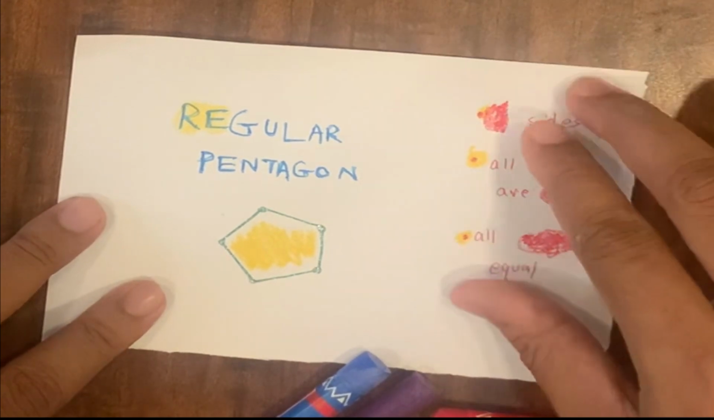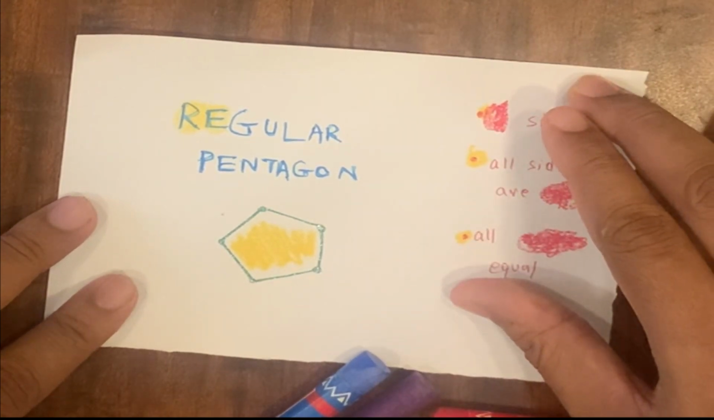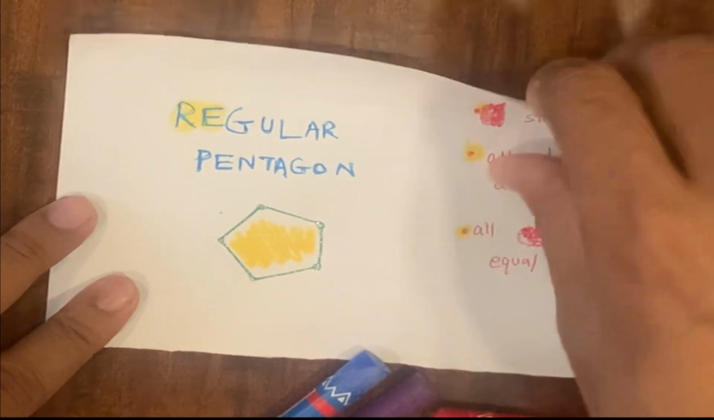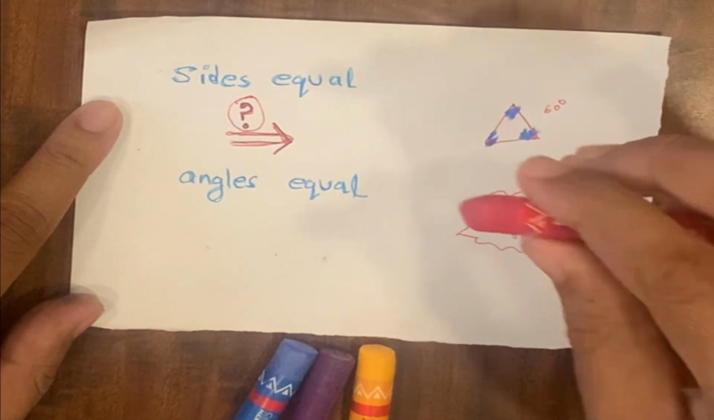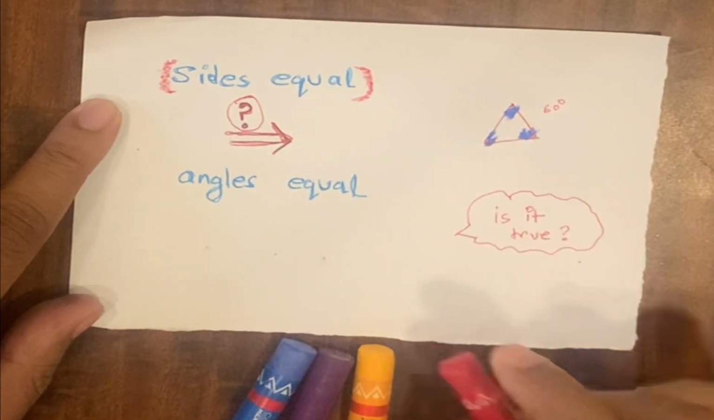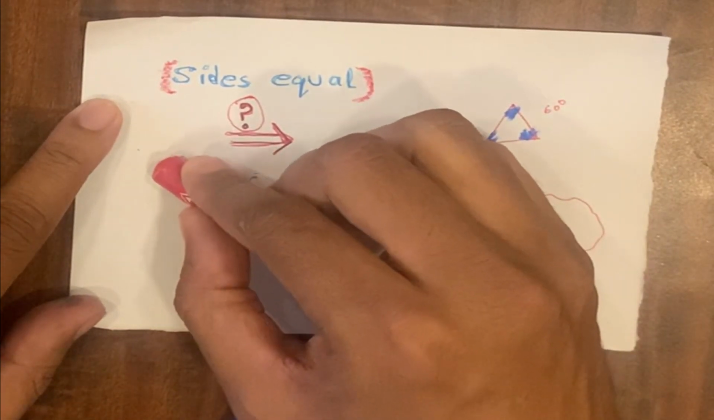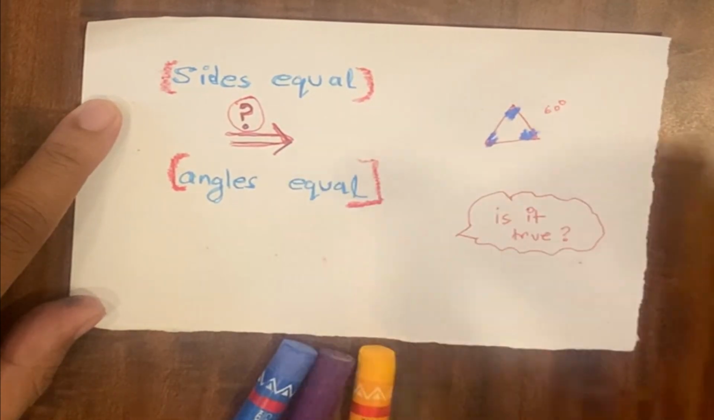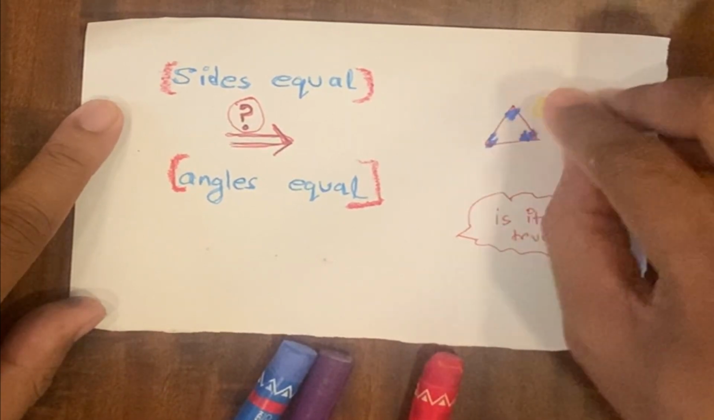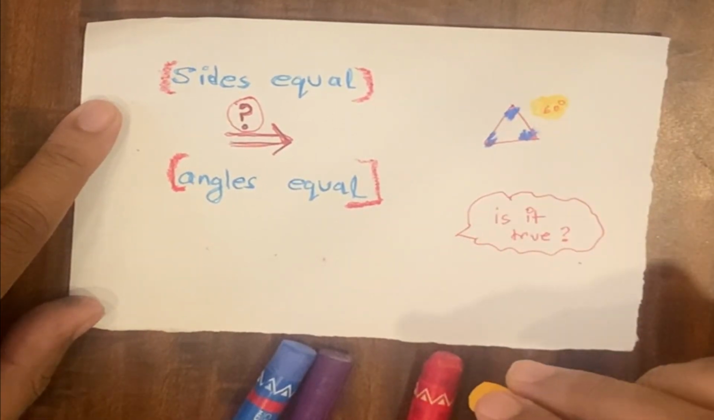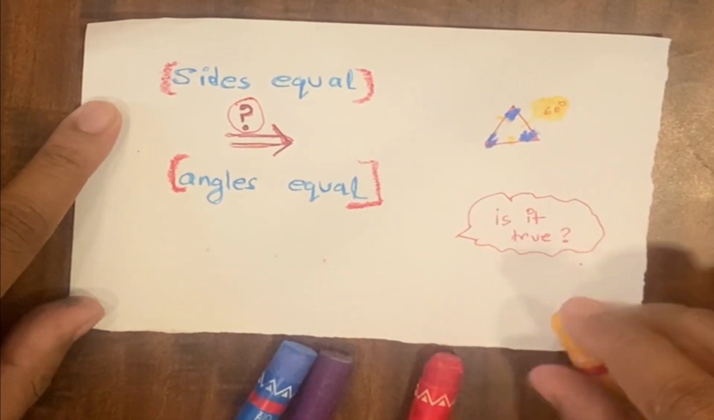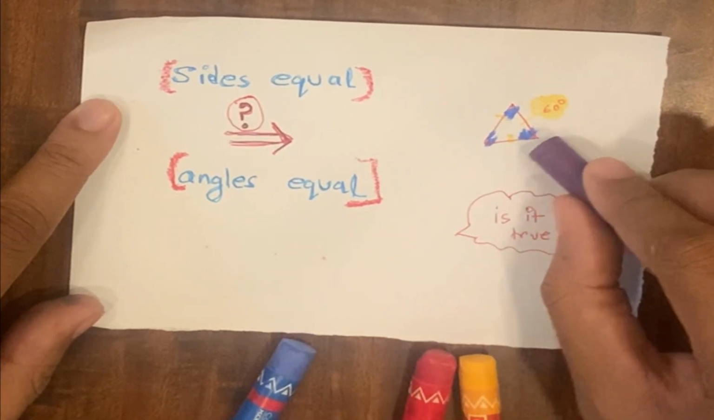Okay, so I will have a side question for you now. We will come back to the regular pentagon, but first let's look at this side challenge question. If sides of a particular polygon are equal, does that automatically mean that angles are equal? Well, that's true for 60-degree triangles, that is equilateral triangles. If three sides of a triangle are equal, then automatically the three angles will be equal.